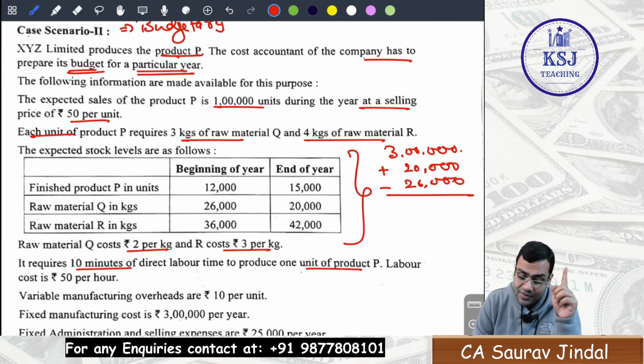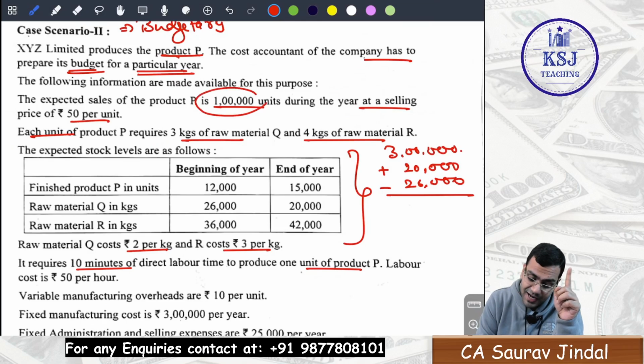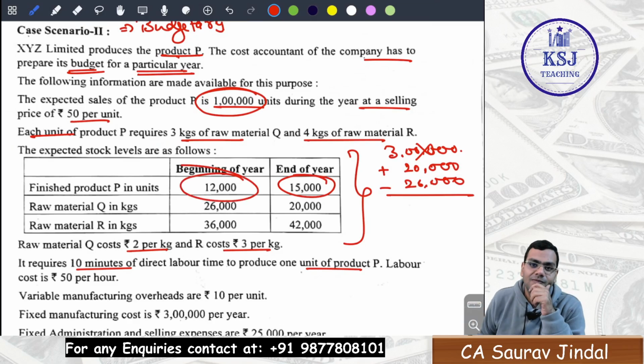The consumption will not be based on 1 lakh units. This is again a mistake. It is not going to be 3 lakh. It is to be on 1 lakh plus 15,000 minus 12,000. Based on that, you will calculate the consumption.